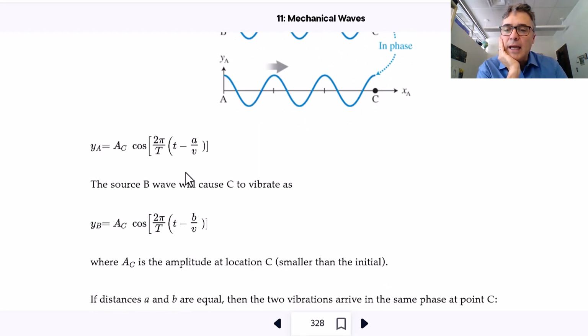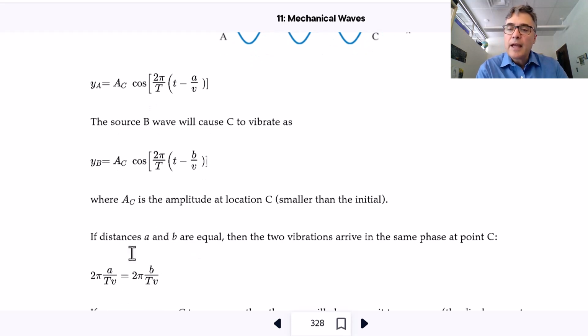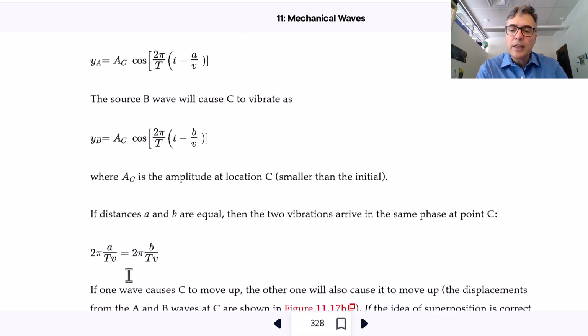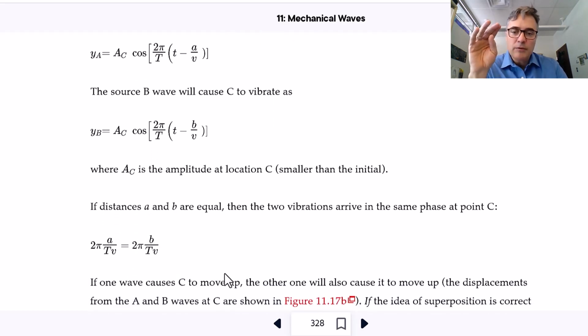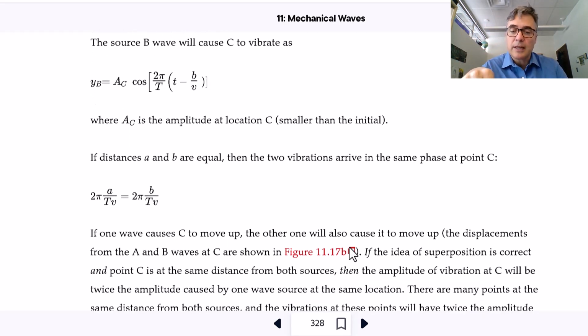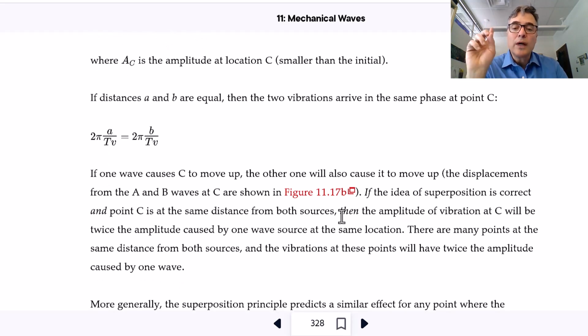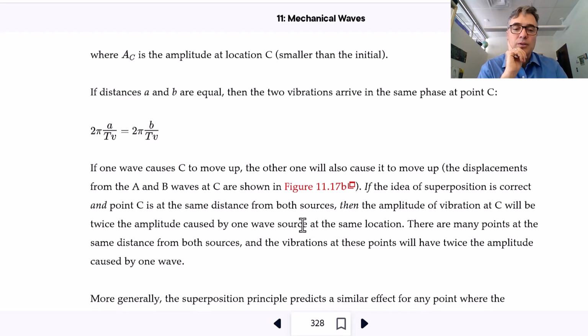So you end up with yA equals this equation and yB equals this equation. They're almost exactly the same except the distances are different. Or they could be the same. If they're both equal, then what you would say is that these waves would arrive in phase. So if one wave causes the point at C to move up, the other one will also cause it to move up. Or down. If one's down, the other one's down. So the idea is that with superposition, if point C is at the same distance from both sources, then the amplitude will be twice the amplitude caused by one wave source at that location.